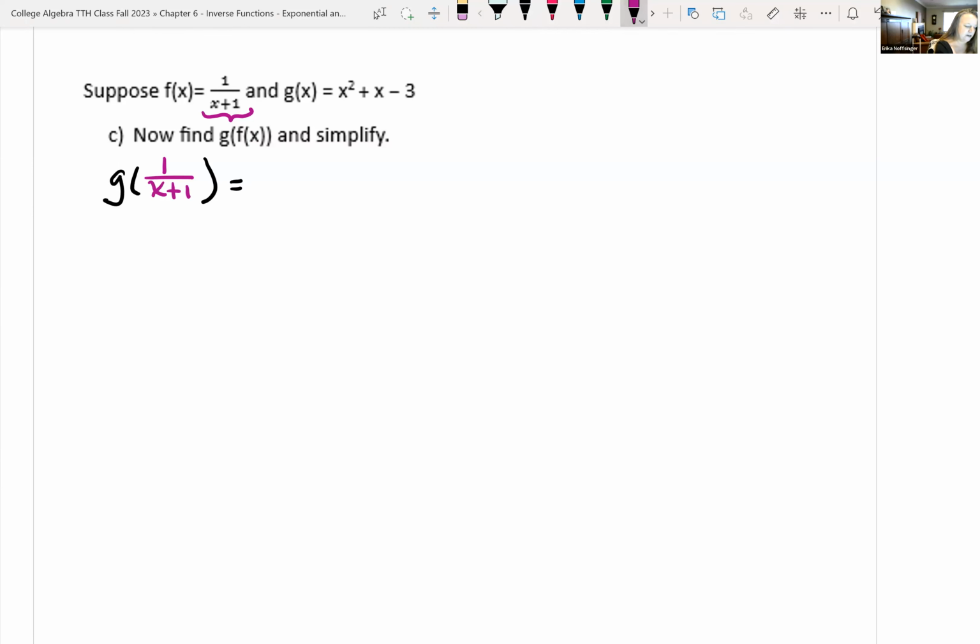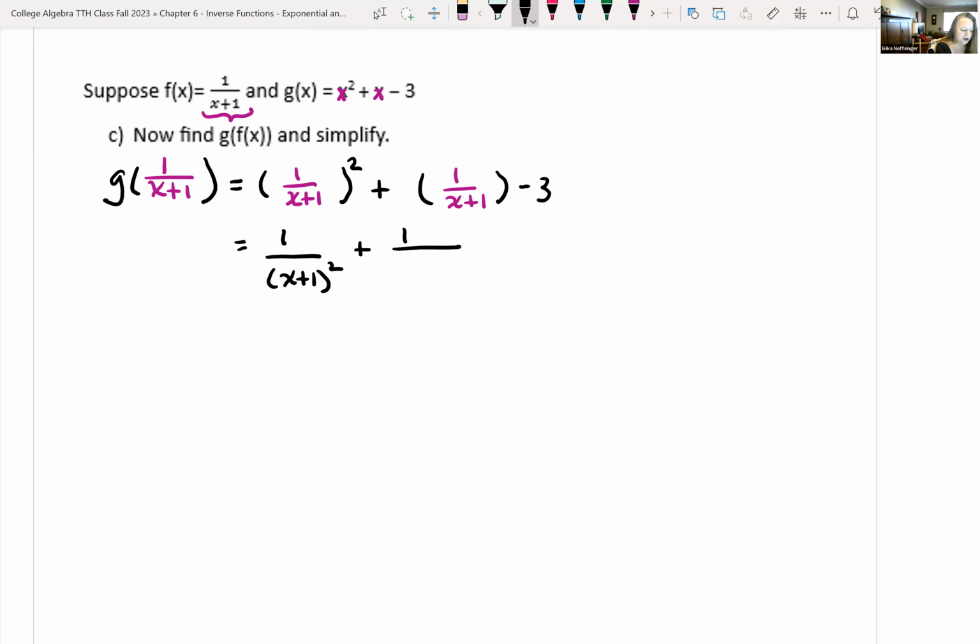So I'm going into my function of g of x. Wherever I see an x, I'm going to put parentheses for now. So parentheses squared plus parentheses, and then -3. And inside that parentheses, I'm going to write 1 over x plus 1. So if I'm squaring a fraction, I can square the numerator. So squaring 1 times 1 is 1, all over the square of the denominator, x plus 1 quantity squared, plus 1 over x plus 1.